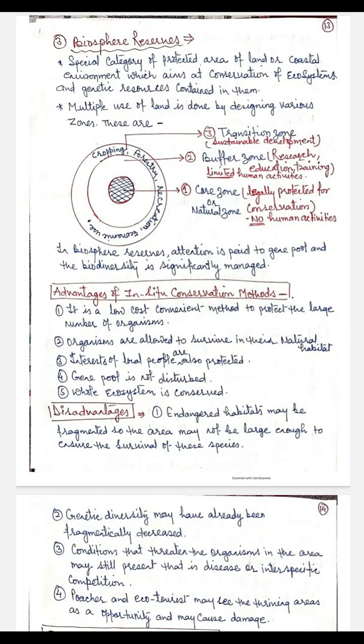Third example is Biosphere Reserve. It is a special category of protected area of land or coastal environment which aims at conservation of ecosystems and genetic resources contained in them. Multiple land use is permitted by designating various zones, and these zones are natural or core zone, which is the innermost zone where no human activity is allowed and it is legally protected.